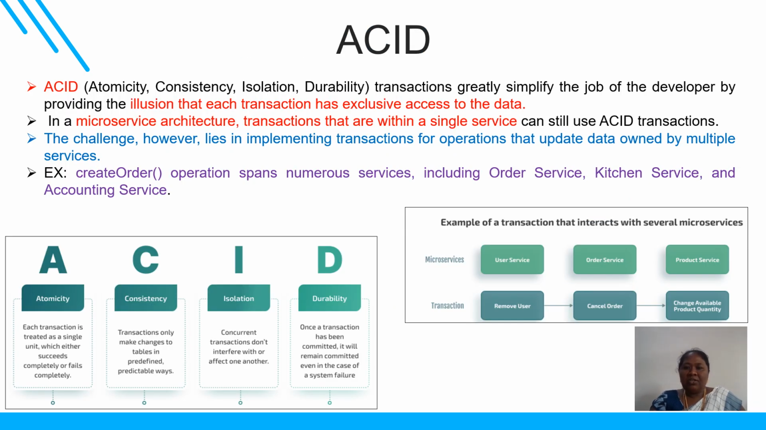In normal traditional architectural styles, we follow the ACID properties, which developers use for developing databases. So what are the ACID properties? Atomicity, consistency, isolation, and durability. These properties are supposed to be followed on each transaction you perform, or when accessing the data, and the databases are updated accordingly. What is meant by atomicity? Atomicity means each transaction is treated as a single unit, which either succeeds or completely fails.